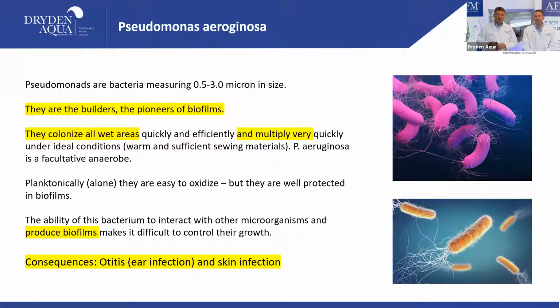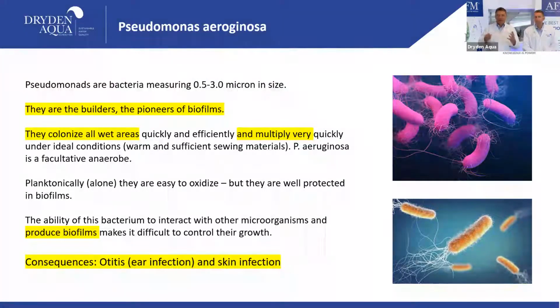Pseudomonas, that's my favorite. Pseudomonas are also a bacterium, quite small in size, 0.5 to 3 micron. If they are individual, planktonic, if they are not in a biofilm, they're very easy to kill. With 0.1 free chlorine, you kill them within 30 to 60 seconds. But this is exactly the point. They love to build biofilms.